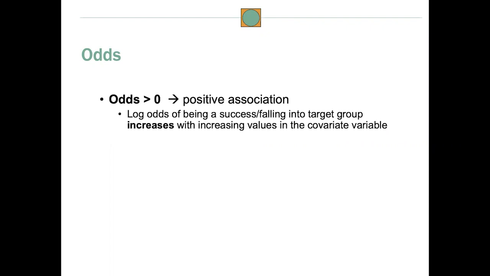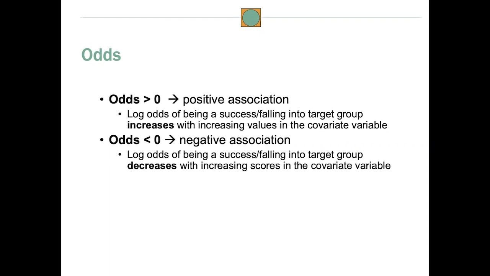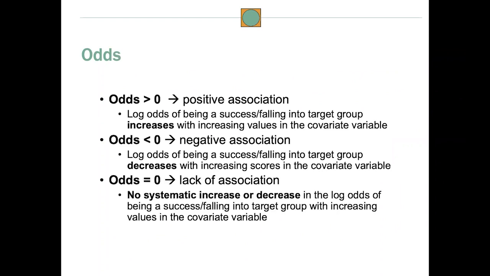When the regression coefficient or odds is greater than 0, then it's a positive association. This implies that with each unit increase in the covariate variable, the log odds of being a success increases. When the regression coefficient or odds is less than 0, then we have a negative association, whereby with each unit increase in the covariate variable, the log odds of being a success decreases. And finally, when the regression coefficient or odds equals 0, then there is no association, implying that there's no increase or decrease in the log odds of being a success.